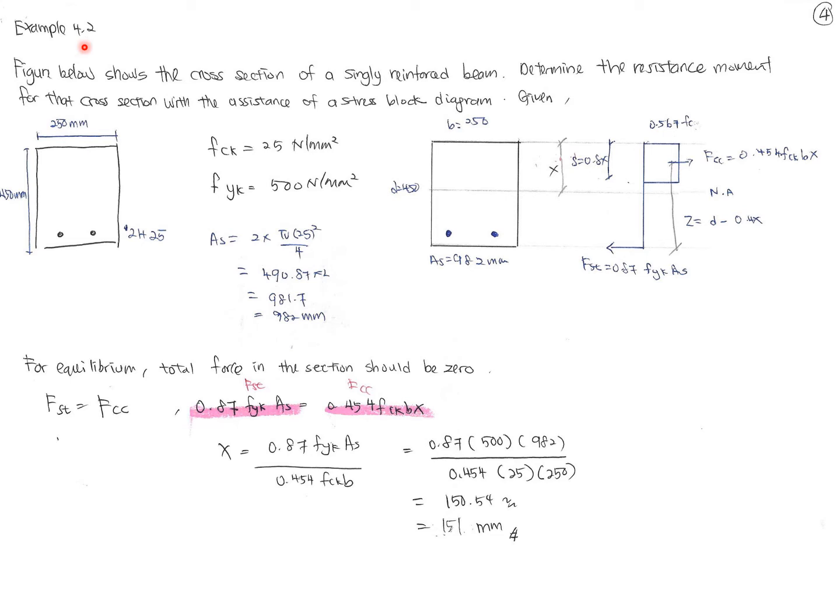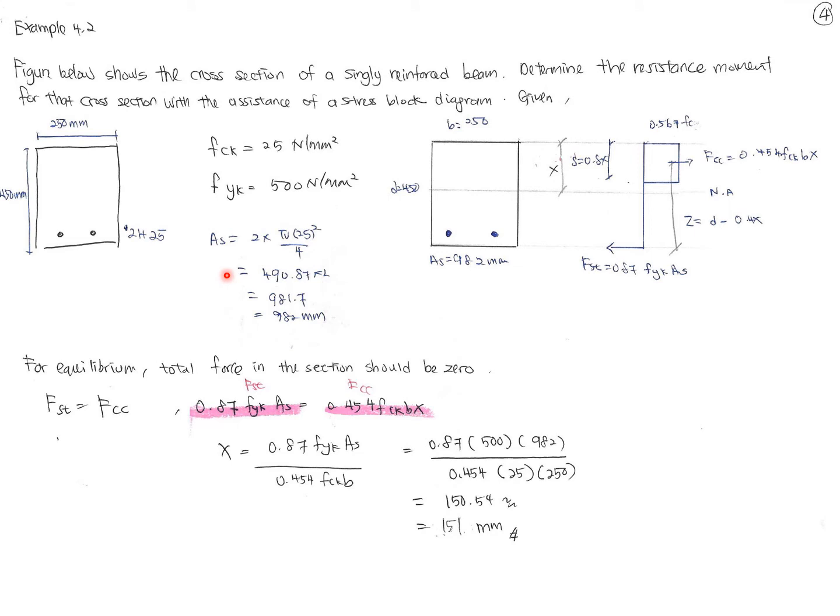The figure below shows the cross-section of a singly reinforced beam. Determine the resistance moment for the cross-section with the assistance of a stress plot diagram. Given: b is 250 and d is 450, fck is 25 Newton per millimeter square, and fyk is 500 Newton per millimeter square.